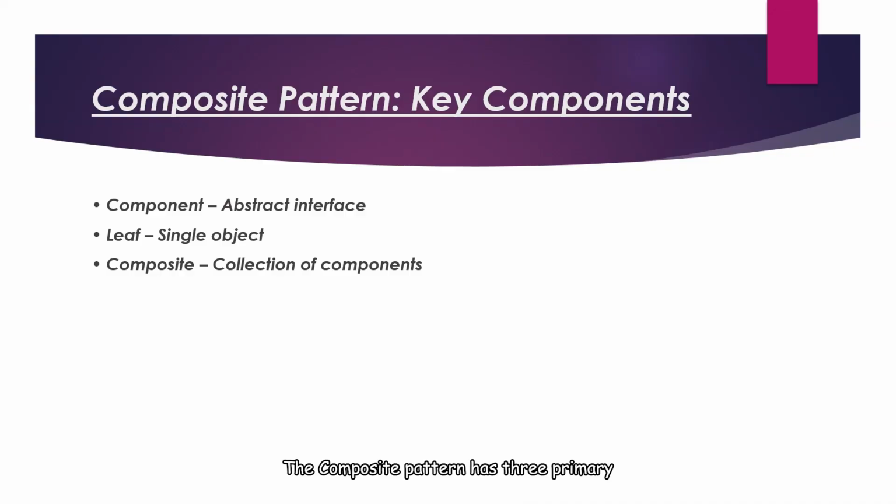The composite pattern has three primary components. Component. This is the common interface or abstract class that defines the operations. Both the leaf and composite will implement this interface. Leaf. This represents the individual objects that do not have any children. For example, in a file system, a file would be a leaf because it does not contain any other objects. Composite. This is a container that holds other components. It can contain both leaf objects and other composite objects, allowing us to build a tree structure. With these three components, we can create a hierarchical structure that makes working with both simple and composite objects seamless.